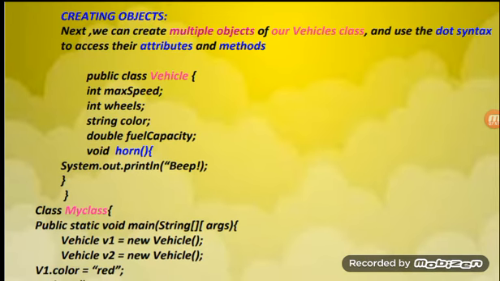Next, we can create multiple objects of our Vehicle class. If I want to create multiple objects of our class, I am taking the same Vehicle class example here also. We use the dot syntax to access their attributes and methods. Whenever we access the attributes and methods, we use the dot syntax.